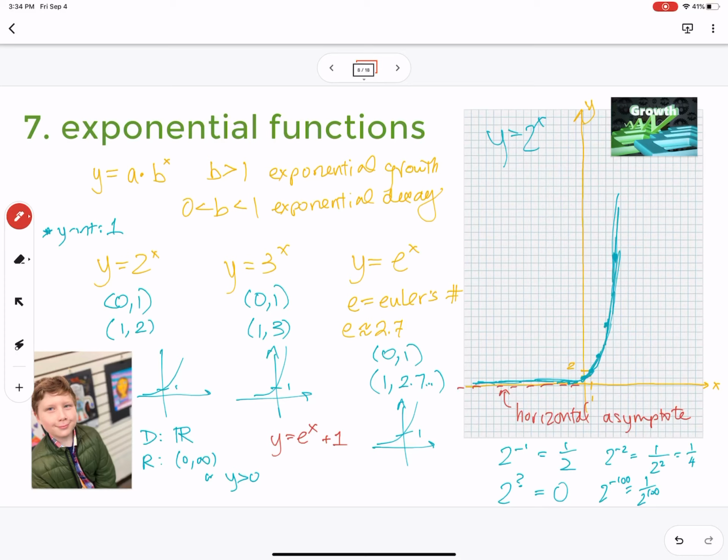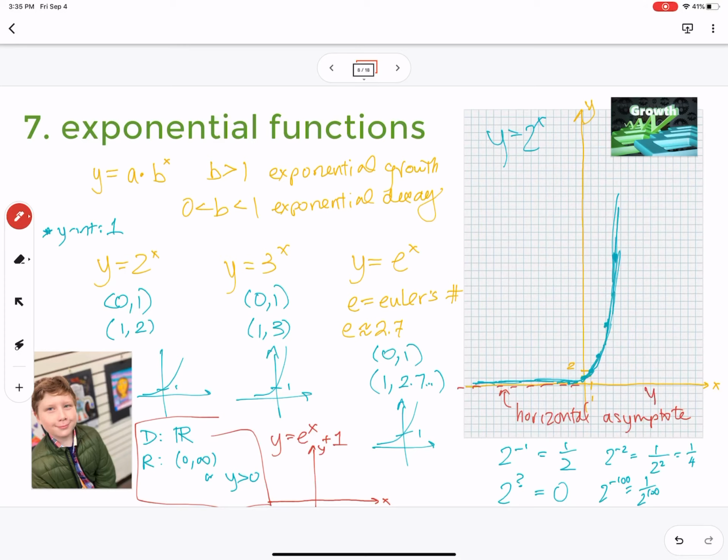Okay, so graphing y equals e to the x plus 1, I want to talk about how I would graph that. The plus 1 at the end is a shift up 1 unit. So you're gonna shift your horizontal asymptote up 1 unit. So you draw it in with your little dashy line and you label it.